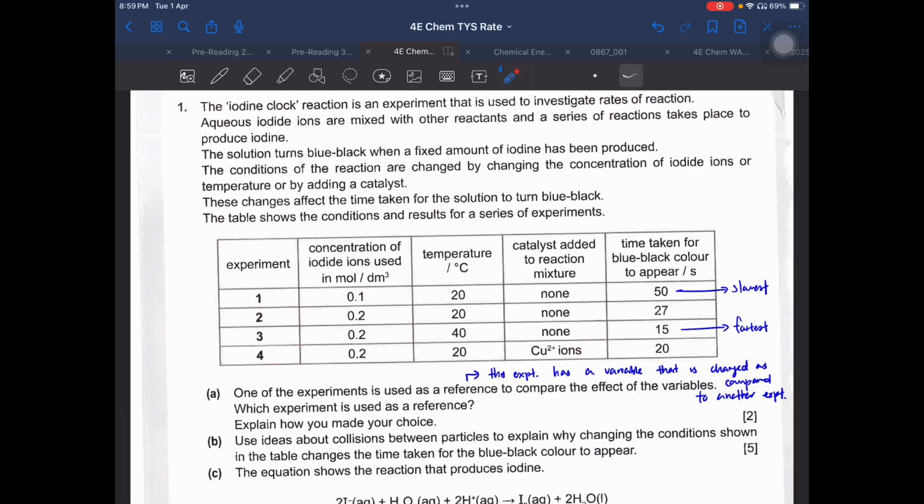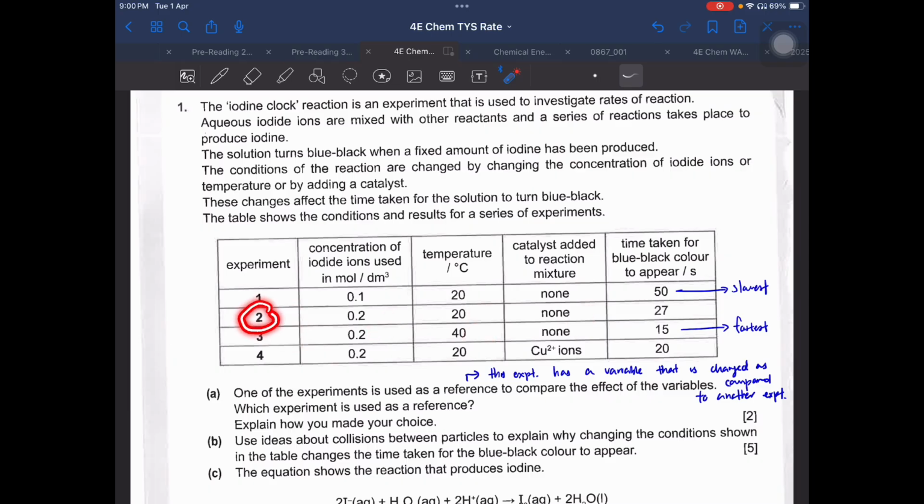So what do I mean by that? If you take a look at experiment 2 now, compared to experiment 1, you'll notice that there's really a change in concentration, but nothing else changed for temperature, nothing else changed for catalyst. So experiment 2 can be used as a reference to compare to experiment 1. Or if you take experiment 2 and compare to experiment 3, nothing changed for the concentration, temperature is doubled, nothing changed for the catalyst. So experiment 2 can be used to compare with experiment 3 because temperature has changed.